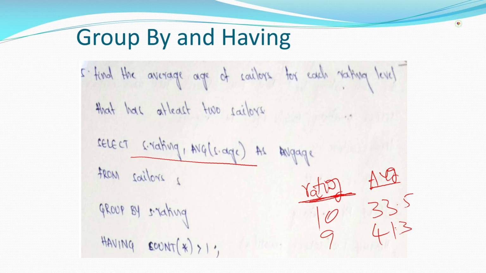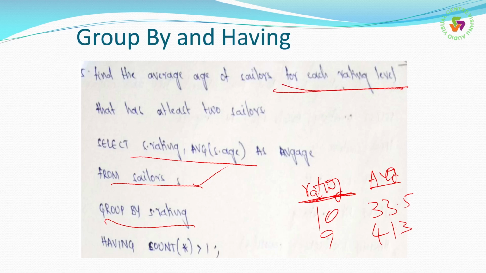From sailors, yes. For this rating and age, you need not go for boats and reserves. Here you are dealing only with the age of the sailor and the rating of the sailor. Those two columns are within the sailors table, so you need only the sailors table, with no need for the remaining two tables. From sailors, group by S.rating. Based on S.rating you are grouping, for each rating level.